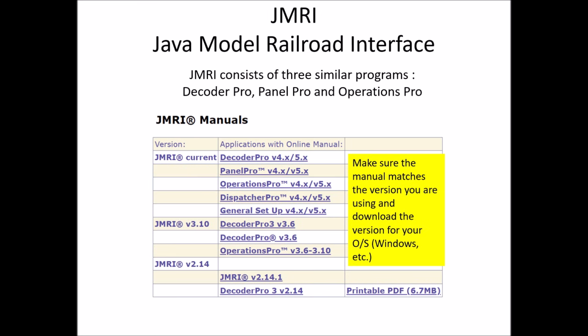And this is a list of the current manuals that are available. Make sure that when you download the program, you do 2 things. Make sure the manual you download matches the version that you're using, and make sure you download the right version for your operating system, whether it's Windows, or in my case, Raspberry Pi, or Mac, or whatever it is. And it's always good to keep a hard copy or a soft copy on your computer of the manual.